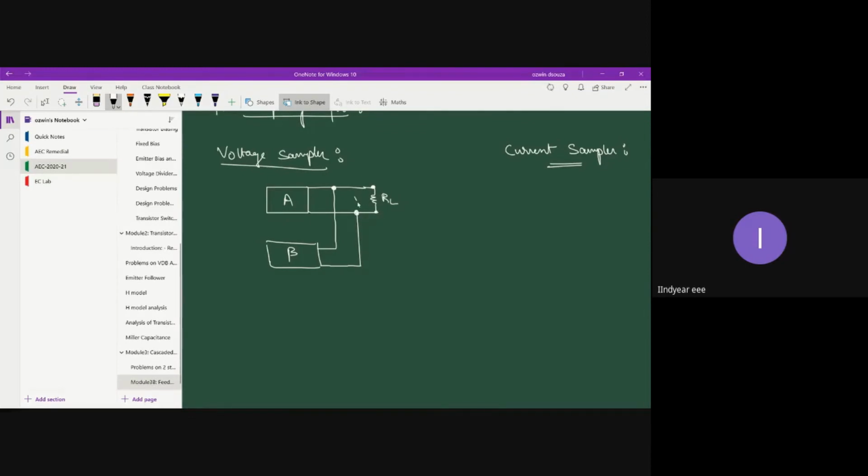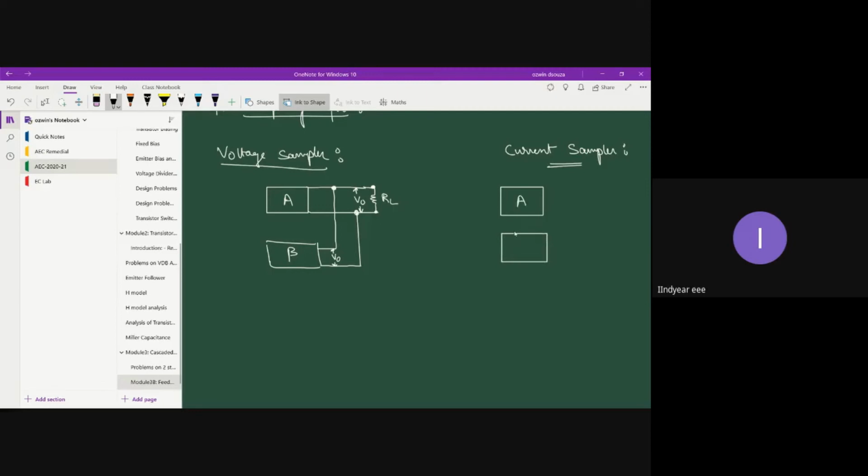So by doing which, you can tap the voltage. So this is called voltage sampling. In case of current sampling, it is the other way around. Here you are constructing a parallel arrangement, right? In case of current sampling, you need a series arrangement. That's all. So logically, you can remember these circuits.